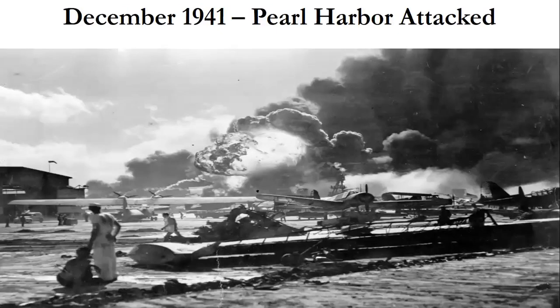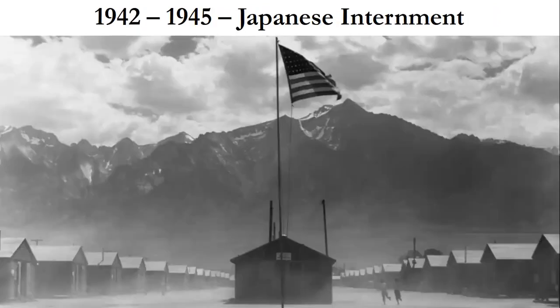And then December 1941, Pearl Harbor is attacked. It was a surprise attack by the Japanese. We had done an oil embargo on Japan earlier. They retaliated by attacking us in a way to try to make it to where we could not attack them back, but we did, and we'll talk about that in just a second.